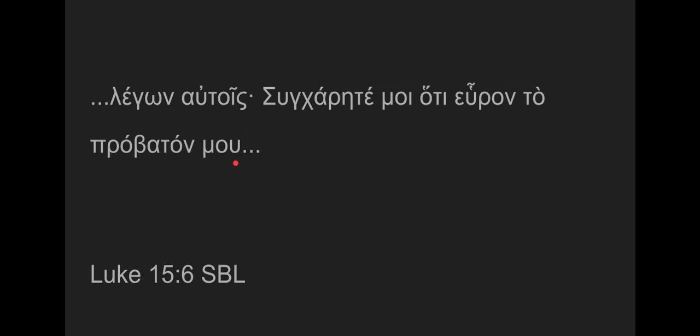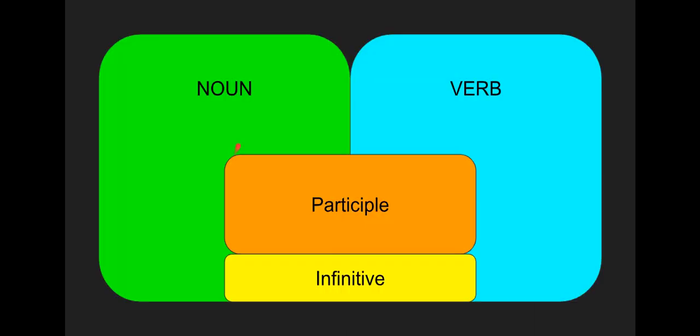Next, we need to figure out what those words mean. So in Greek, there are two categories of words. There's nouns and verbs. Verbs are action words like run, jump, play. Nouns are those words that do the action. So John ran, John jumped. John would be the noun, or the noun receives the action from the verb. John threw the ball. The ball would be the one that is receiving that action. It's receiving the throwing.